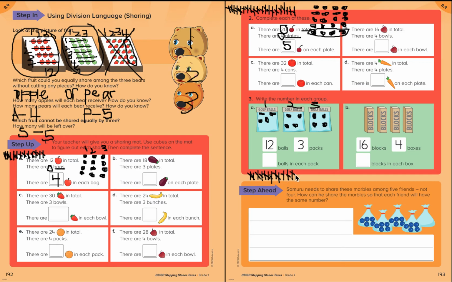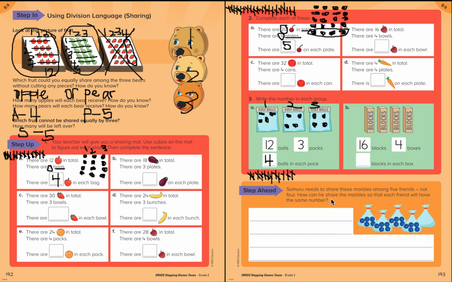Now I'm going to go back up and look because it wants to know how many balls are in each pack. 1, 2, 3, 4. Yep, they all have 4 golf balls. So I'm going to write the number 4. Then on your step ahead, you can complete this if you would like. You do not have to.